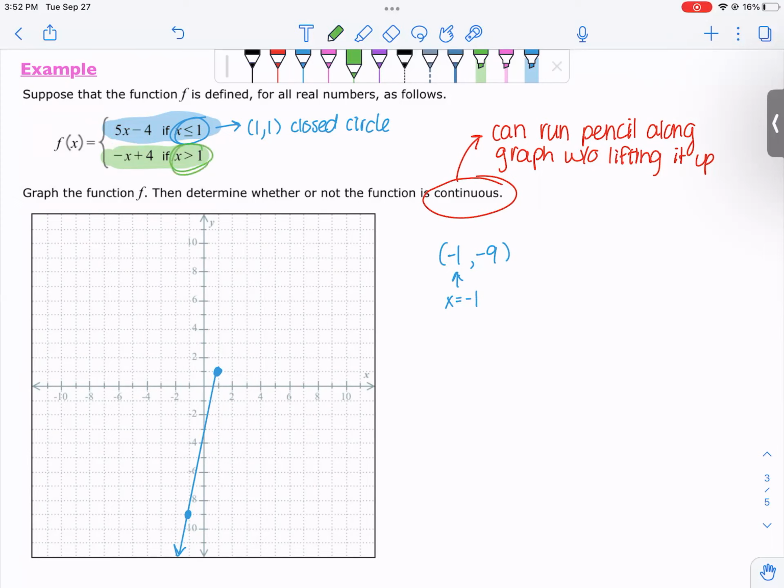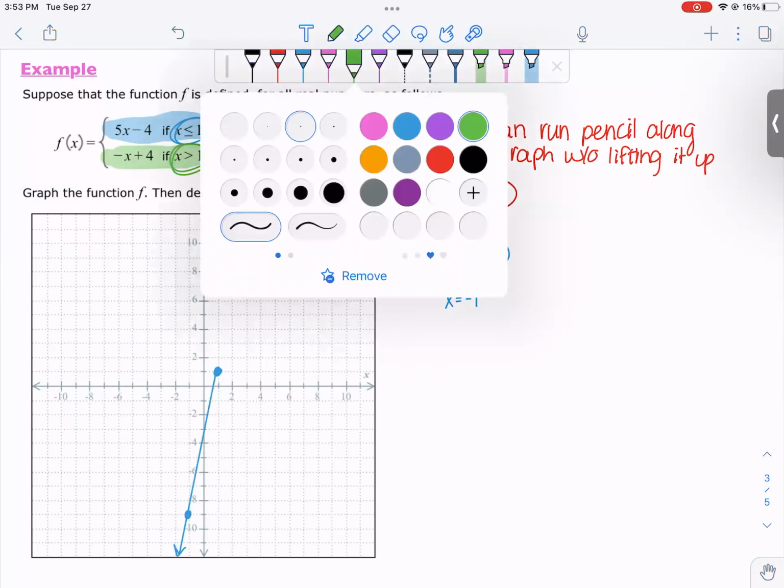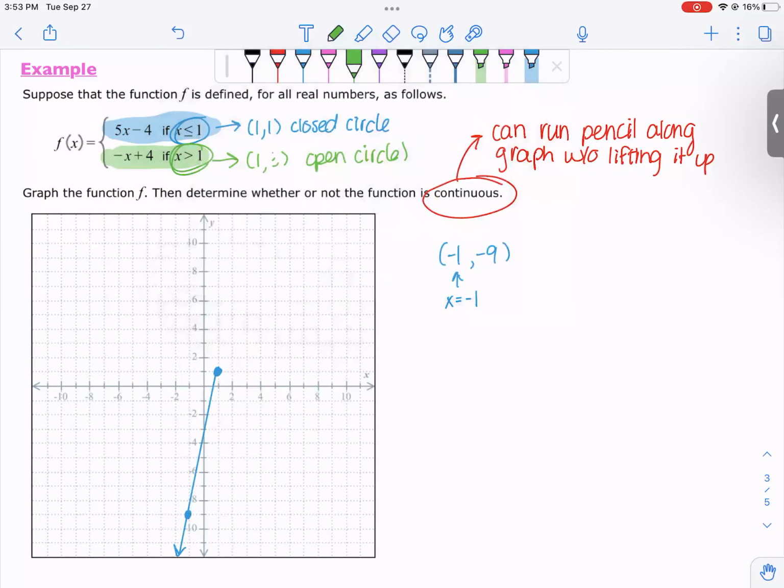Then here at 1, we're going to have an open circle because 1 isn't really included in the domain of the second portion of this piecewise function. If you plug 1 into this function, though, you'd get negative 1 plus 4, which is 3. So 1, 3. There we go. 1, 3. So that is an open circle, right?